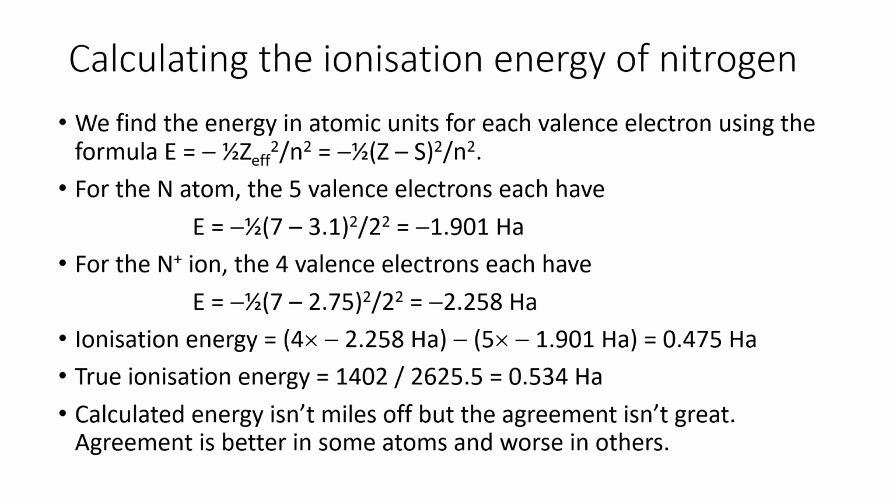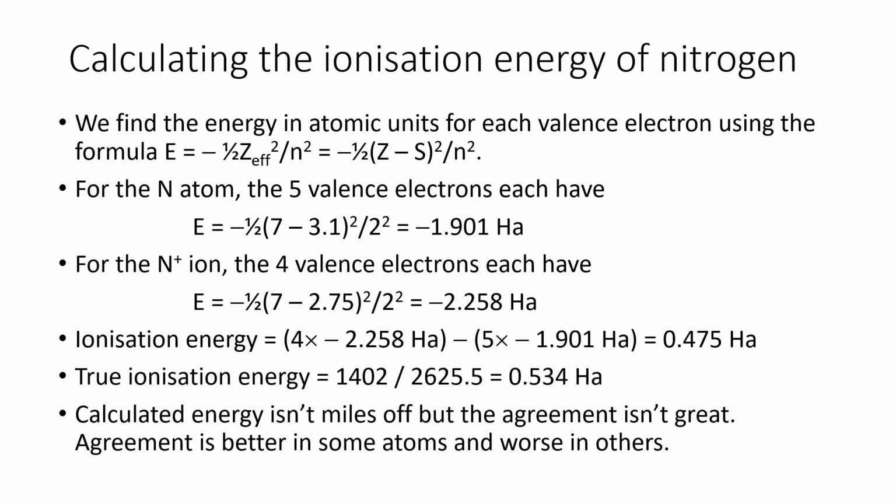Then what we can do is compare this with the true value, the experimentally observed ionisation energy of 1402 kilojoules per mole. We divide that by the conversion factor, and that comes out as 0.534 Hartree. Comparing those numbers, we can see it's not a brilliant agreement, but it's not absolutely miles off either. It's just about acceptable. It agrees to one significant figure. So that's something. It's better than the approximations we'd made before, where we assumed there was either no shielding or perfect shielding.